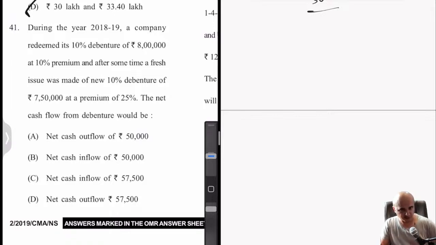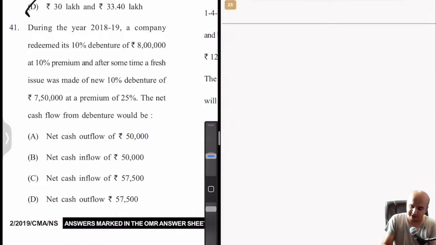It's a very simple straightforward problem. Once again, it's all about math. There is nothing about accounts here actually. So now first of all you have to understand what is redemption. Redemption means when we return the money to the debenture holders. So what is the face value of the debentures being redeemed? 8 lakhs.